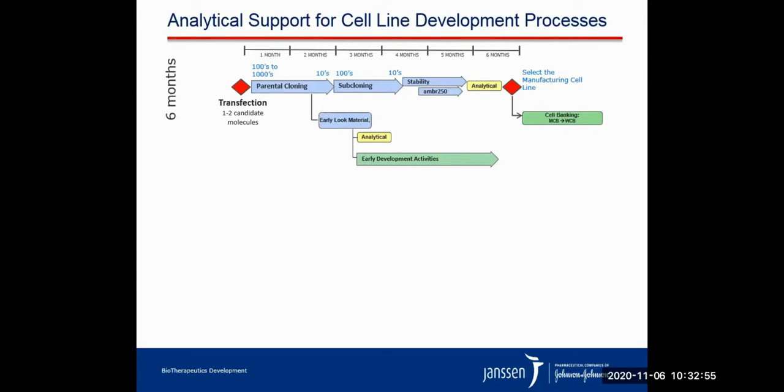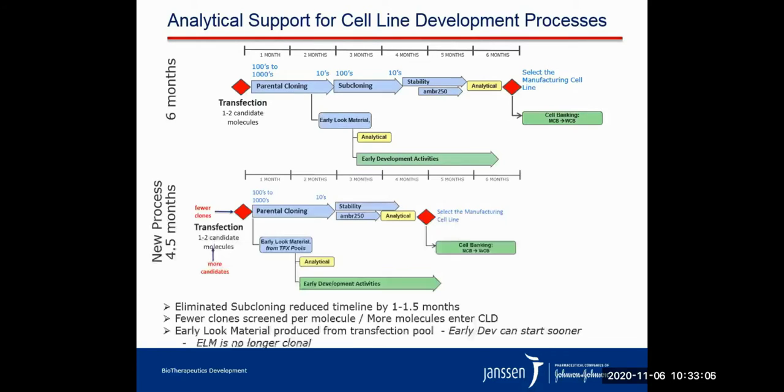We use fit-for-purpose analytical methods, including mass spectrometric assays for product quality analysis throughout this screening process, as highlighted in the yellow boxes. Recently, a new process has been implemented in CLD to reduce timelines, where the process takes 4.5 months from transfection to clone selection. In the present paradigm, more molecules per target are transfected with fewer clone screenings, and early development starts from transfected pools rather than screened clones.